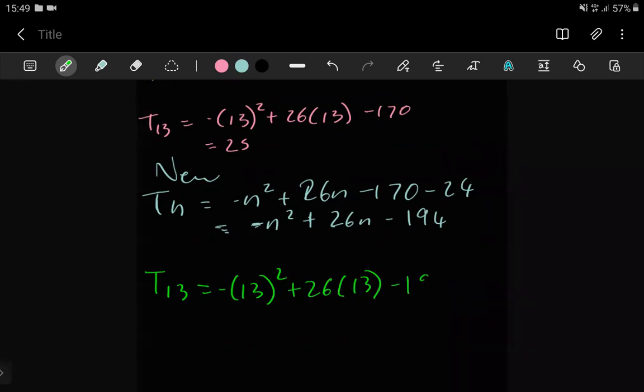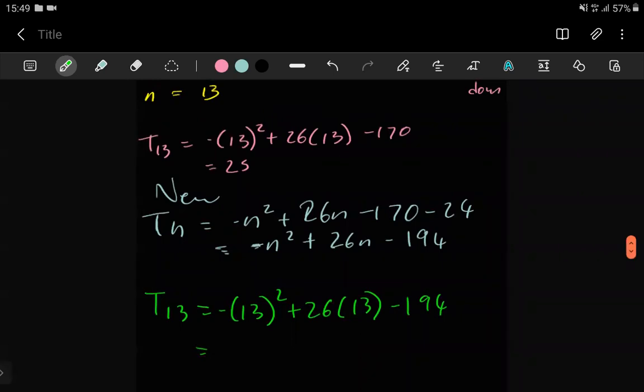And then negative 194. What do we get here? 313. Are you joking? No, I'm not. Because I said 13 squared plus 26 times negative 13. 13 squared, the negative and then bracket squared. Oh, I didn't put the negative. Okay, it's negative 25.